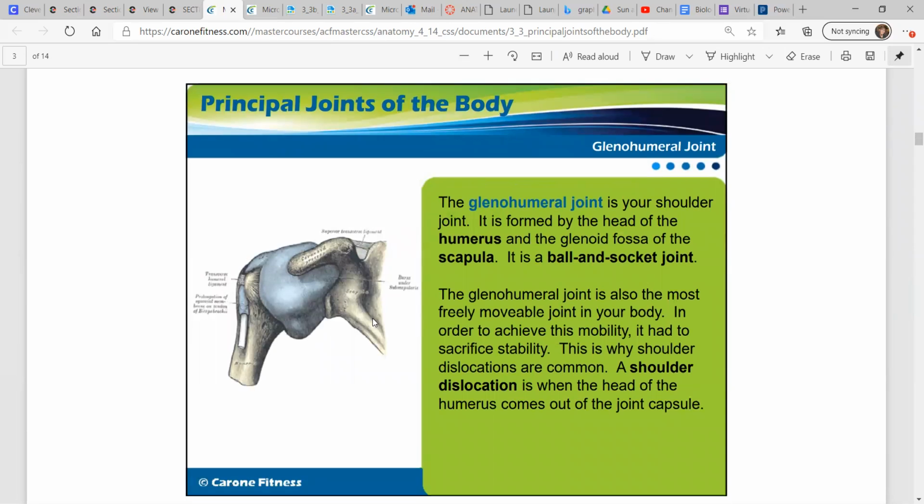The glenohumeral joint is your shoulder joint. It's formed by the head of the humerus and the glenoid fossa of the scapula. It's a ball and socket joint. This joint is also the most freely movable joint in your body. And how it achieves this mobility, it has to sacrifice stability. And this is why shoulder dislocations are common. A shoulder dislocation is where the head of the humerus comes out of the joint capsule.